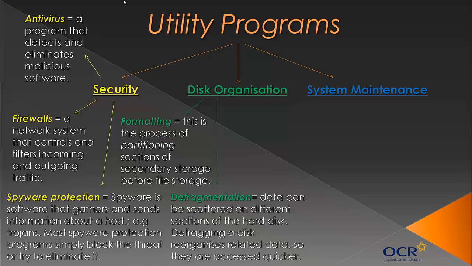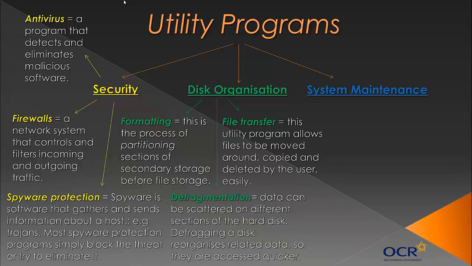So defragging a disk essentially reorganizes related data, and when it organizes the data, they're stored together on the hard drive as opposed to apart, meaning that they're accessed quicker. Don't need to know this in too much detail, but if you got asked about it, just write what I've written there.